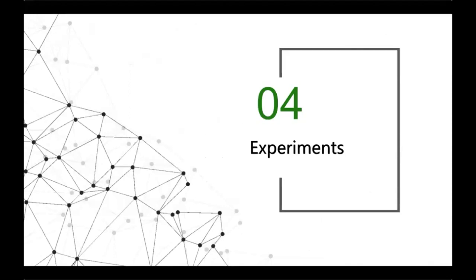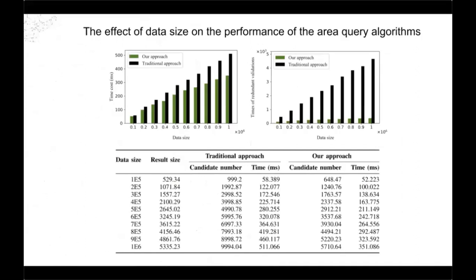Part 4. Experiments. In order to evaluate the performance of our method, we conduct a number of experiments with the traditional method based on R-tree as a comparison method. Our experiments are designed into two sets. The first set is used to evaluate the effect of data size on the performance of the algorithms. The query size is fixed at 1%. As the data size changes from 100,000 to 1 million, the time cost saved varies from 10% to 31%. The number of candidates saved by our method compared to the traditional one varies from 35% to 43%.